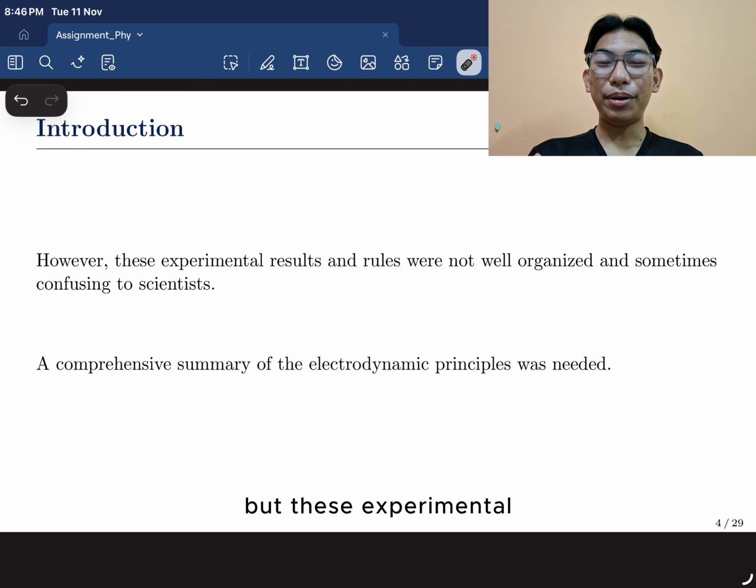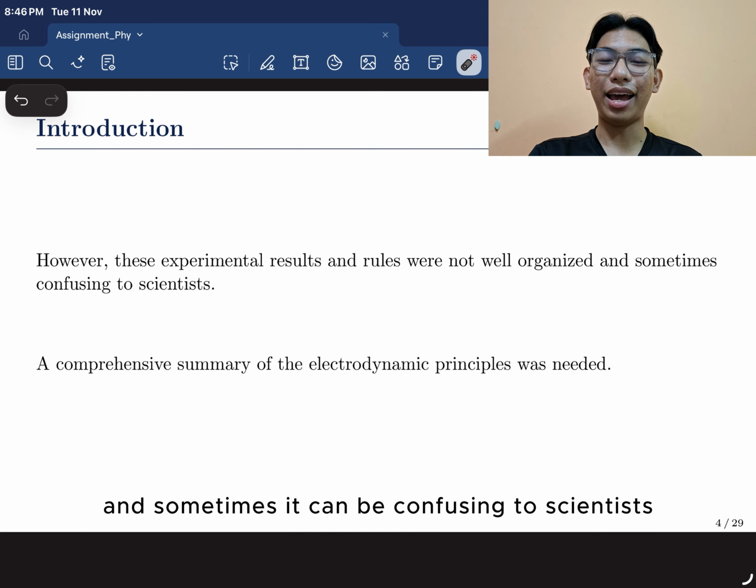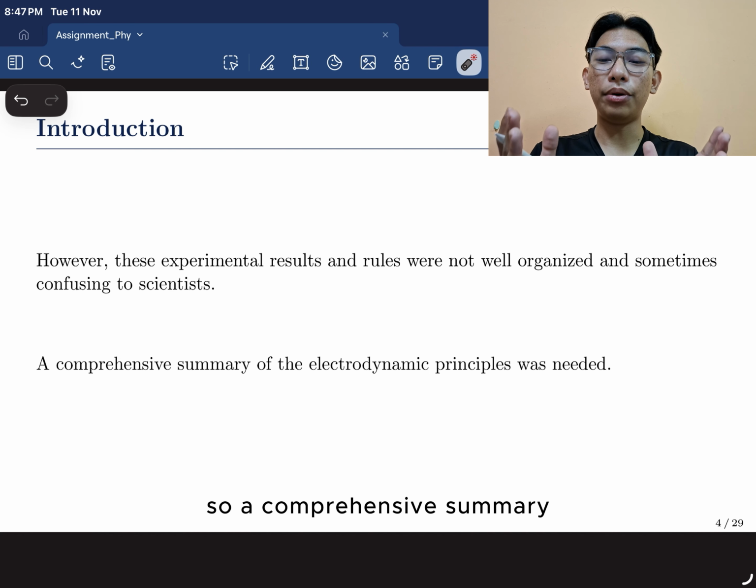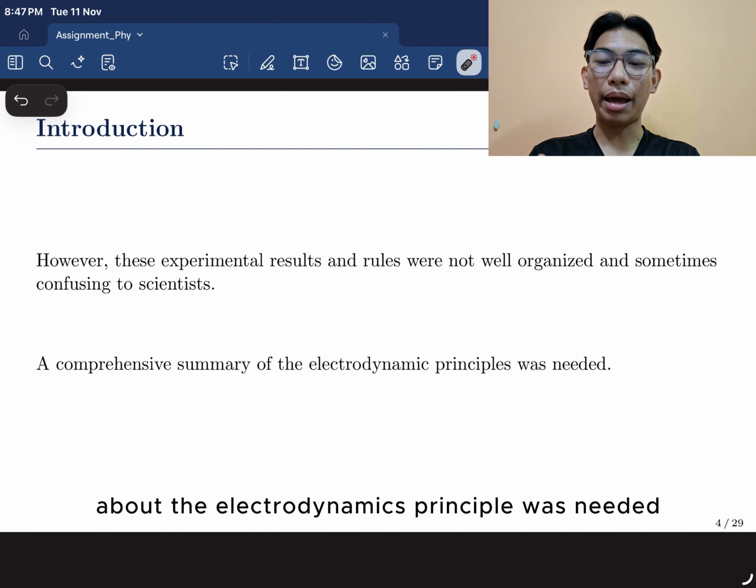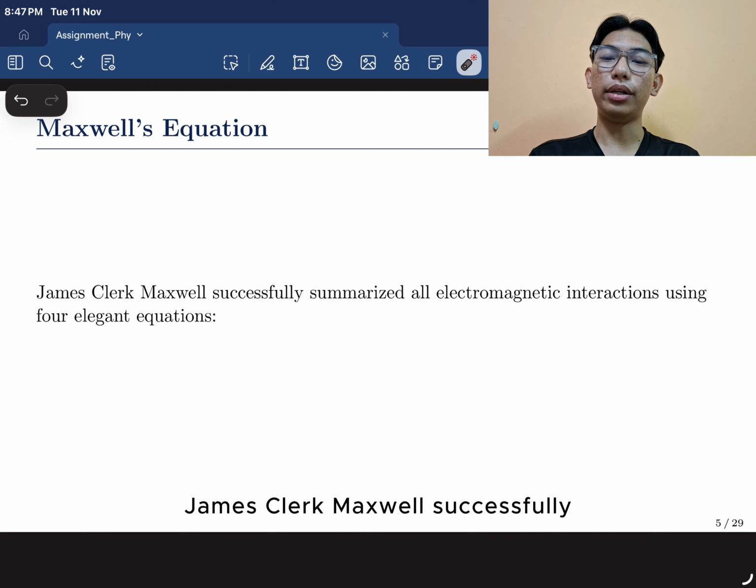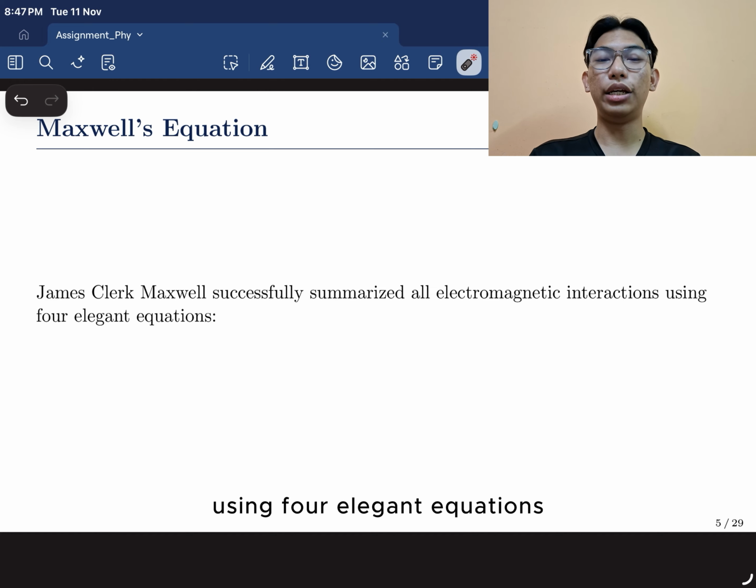But these experimental results and rules were not that organized back then, and sometimes it could be confusing for scientists to do further research on it. So a comprehensive summary of the electrodynamics principles was needed. So here comes James Clerk Maxwell. James Clerk Maxwell successfully summarized all the electromagnetic interactions using four elegant equations.